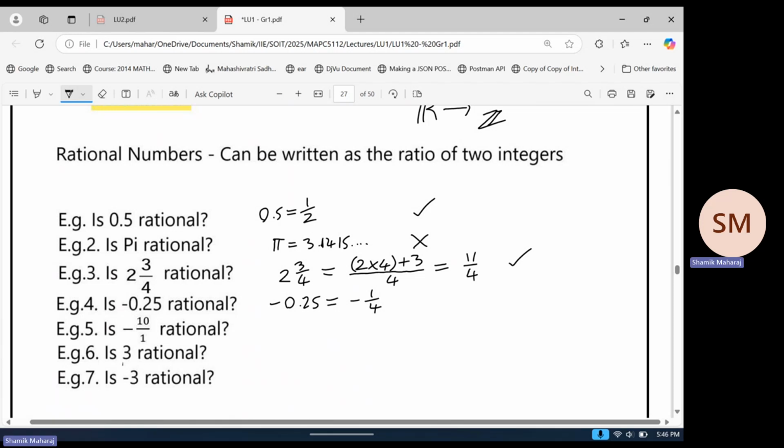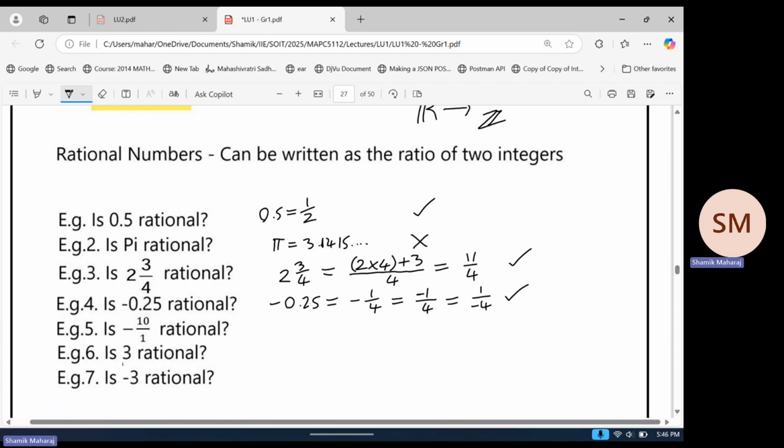Okay, now 1 over 4 with a negative in front is the same as negative 1 over positive 4, which is also the same as 1 over negative 4. It doesn't matter where you put the negative, but I'm sure you can see that in either case, whether you're looking at this one right here or this one right here, it is an integer over an integer. So it is rational.